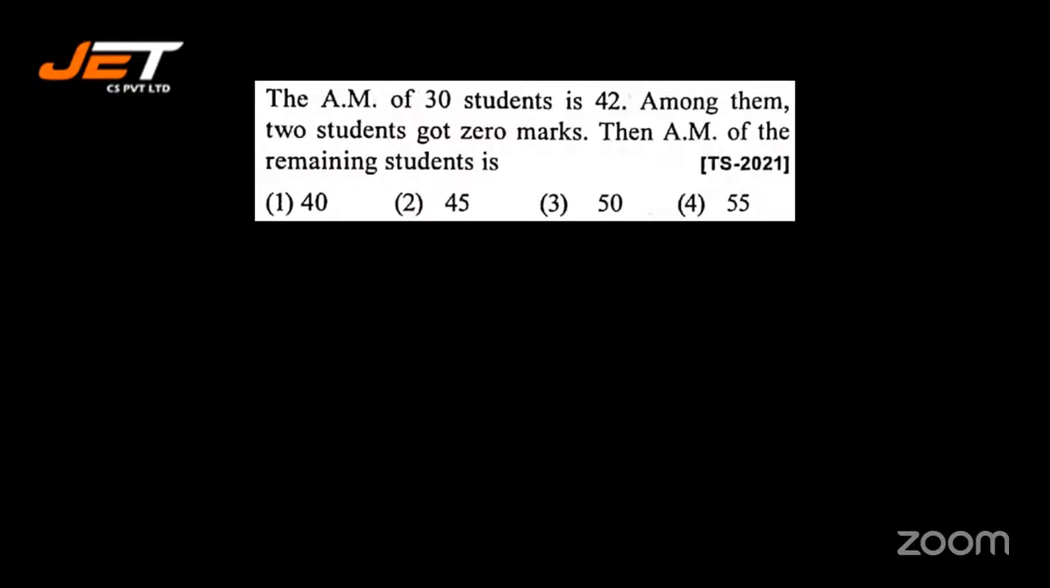Among the 30 students, 2 got 0. So then what is the arithmetic mean of the remaining students? So what you should take, for 30 students, it is 42 marks, isn't it? So how about for 28 students? That is how you have to calculate.